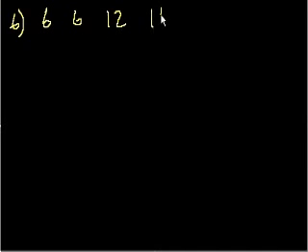Welcome back. We're on problem number 6, on page 670. If the average of 6, 6, 12, 16, and x is equal to x, what is the value of x? So if I were to average all of these numbers, I get x.